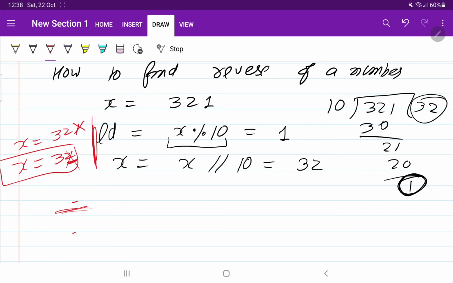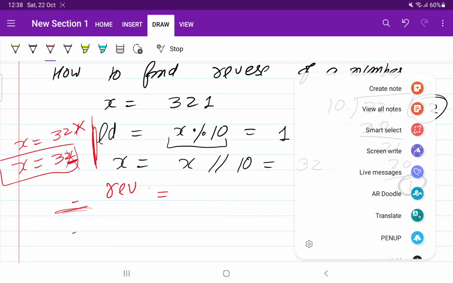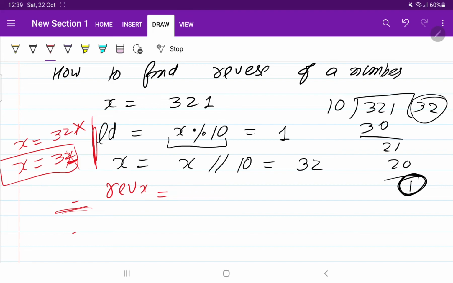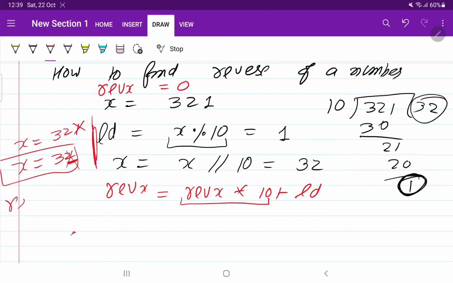What is that operation? We will take one other variable, reverse x. So what will be the reverse x? Reverse x will be equal to reverse x into 10 plus last digit. Initially we will start with reverse x equal to 0. So 0 multiplied by 10 will be 0. If to 0 we add the last digit, what will it be? It will be 1. It means in reverse x we have value 1 now.